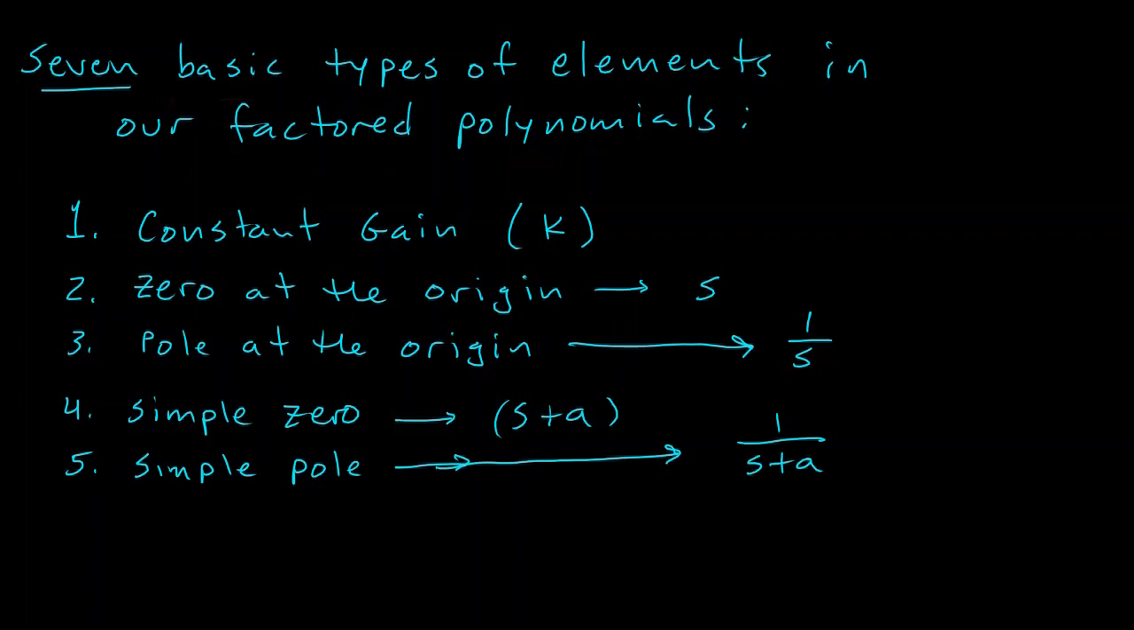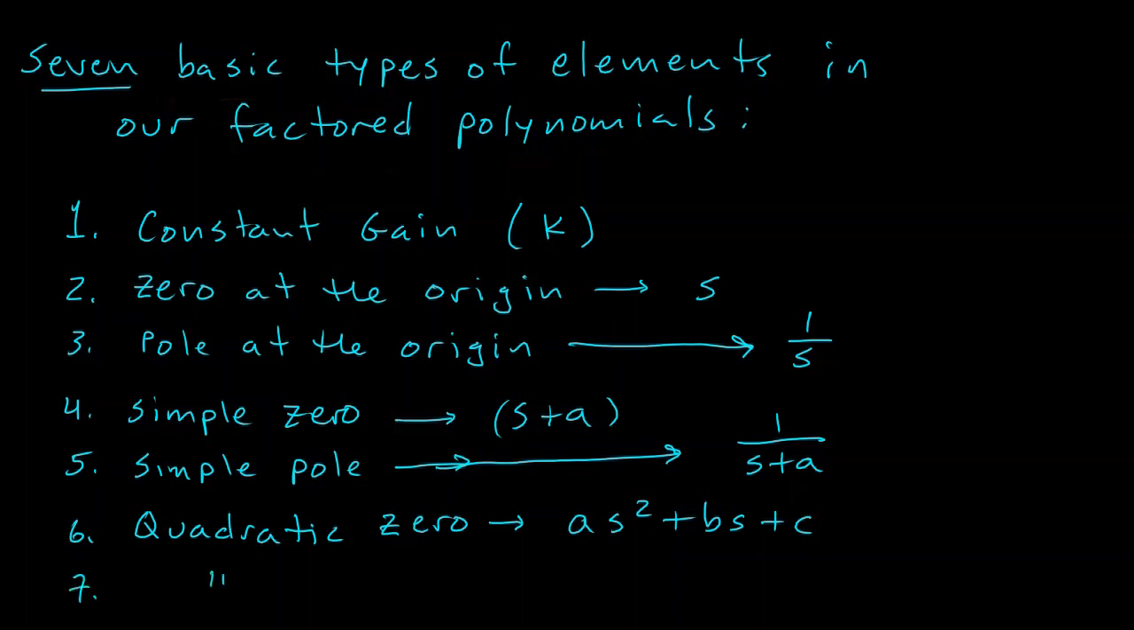And then finally, we have quadratic zeros and poles. So the sixth one would be a quadratic zero. Sometimes people call them complex conjugate pairs or complex poles, but we're going to say a quadratic. That's going to look something like a s squared plus b s plus c. Now we're going to cast it in a little bit different form, but don't worry about that right now. And then our seventh one is a quadratic pole, and again, that's going to look like 1 over a s squared plus b s plus c.